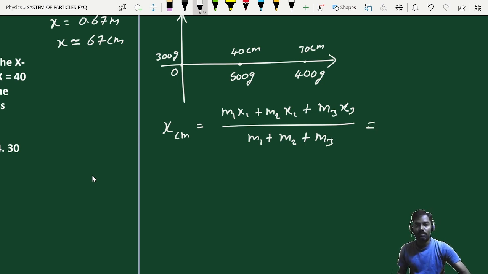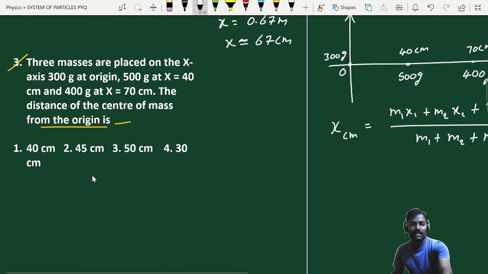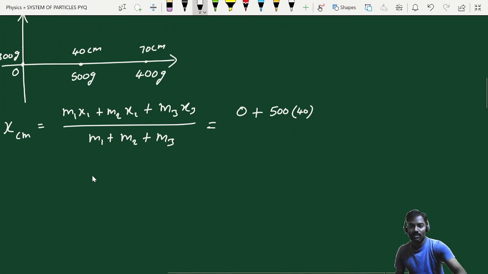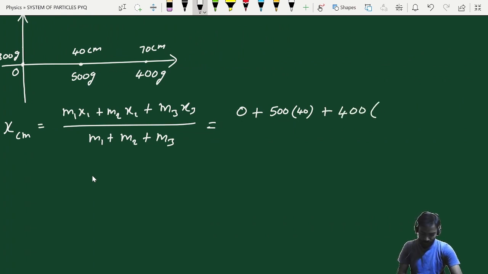See students, the first particle, the 300 gram particle, is at the origin. So that's like origin plus m2, which is 500 gram, into x2, which is 40 centimeter. As the options are in the CGS system, I am going to take the data in the CGS system only. So 500 into 40 plus 400 into the position of the third particle, 70, divided by the total mass: 300, 500, 800 grams, and 400, total 1200 grams.